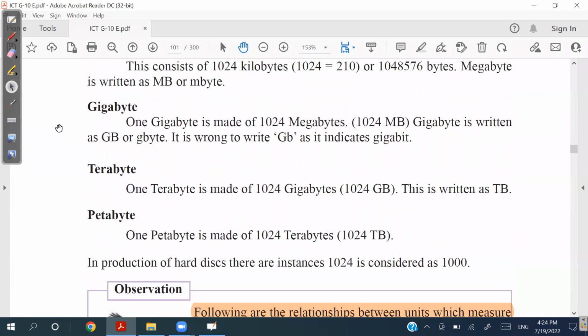It's better you write this line under what you have written, people. In the production of hard disks, in some instances 1024 is considered as 1000. So that is just for calculation purposes and illustrations, right? So it's better you mention that.